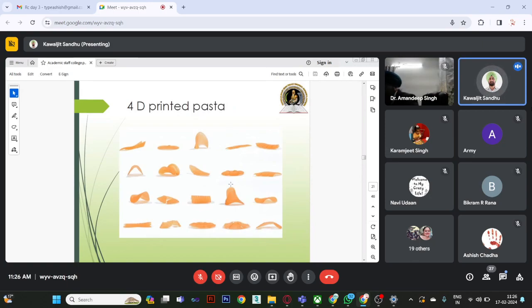This is 4D pasta. This pasta will not have any kind of structure in the package, but when you open the package and it comes in contact with air, it will make different structures. So this is also one revolution. People are working on this 4D printed pasta as well as other food materials.